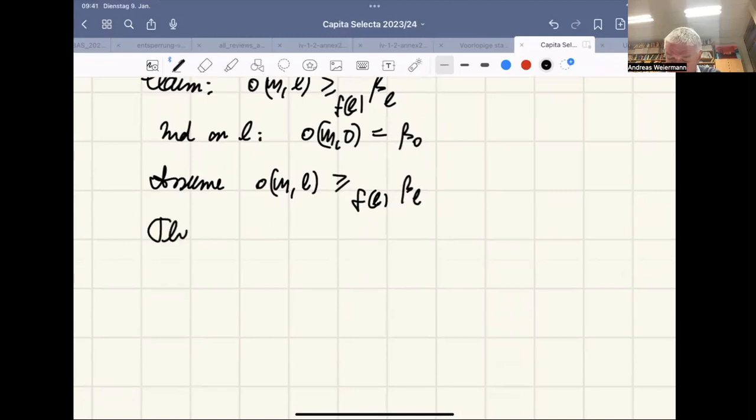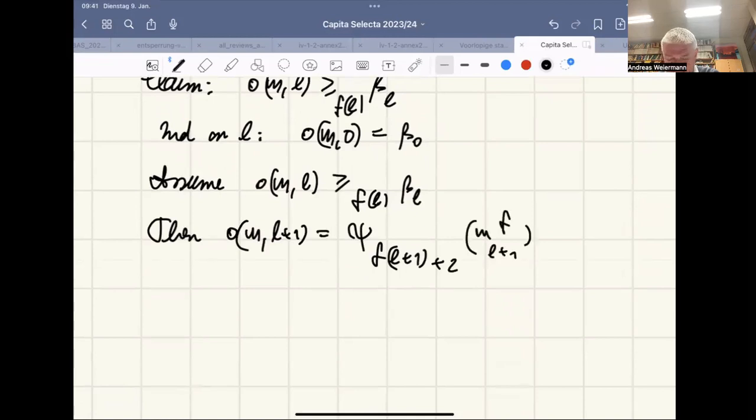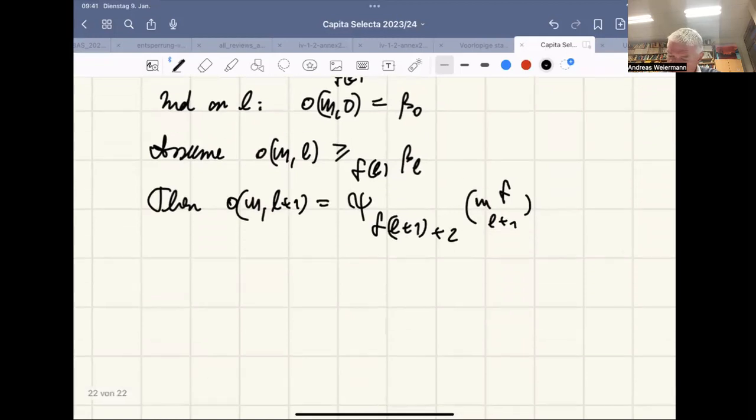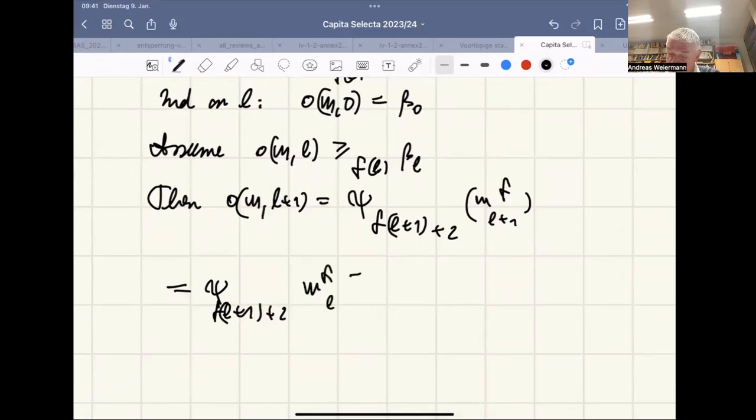Then we have what? Now we have to be very careful. O of m_{l+1} is what? Psi of f(l+1) plus 2, m_{l+1} of f. Right. Now assume that m_l is not yet 0. It's psi of f(l+1) plus 2, m of f(l), we replace base f(l) plus 2 by base f(l+1) plus 2, minus 1.